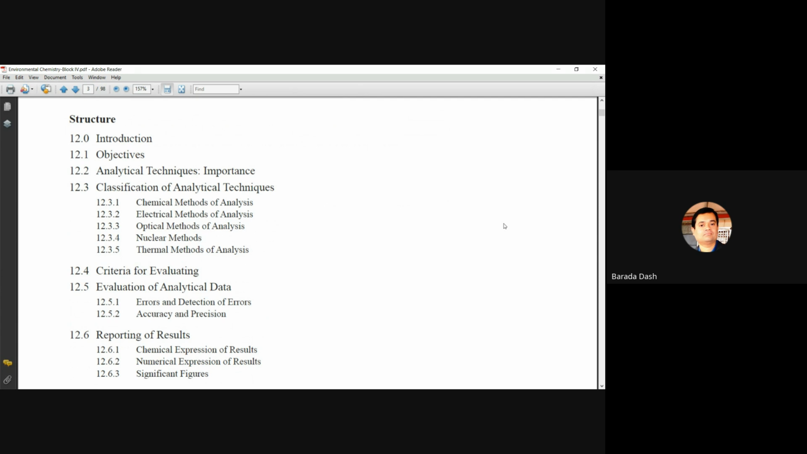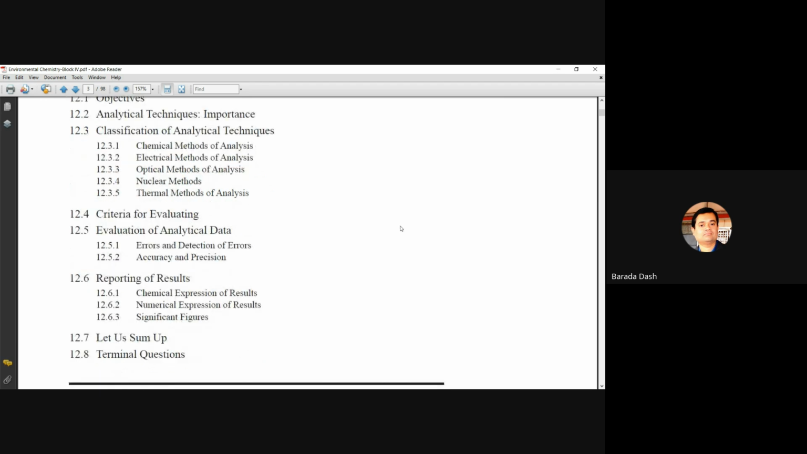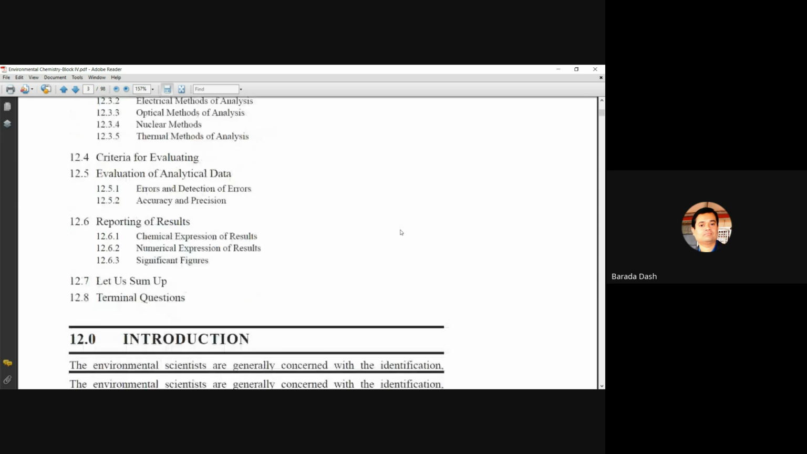We will discuss analytical techniques and their importance, classification of analytical techniques, chemical methods of analysis, electrical methods of analysis, optical methods of analysis, nuclear methods, thermal methods of analysis. Criteria for evaluation of analytical data are error and detection of error, accuracy and precision, and then reporting of results, chemical expression of results, numerical expression of results, and significant figures. So these things we will discuss today.